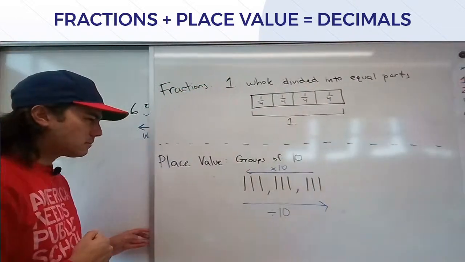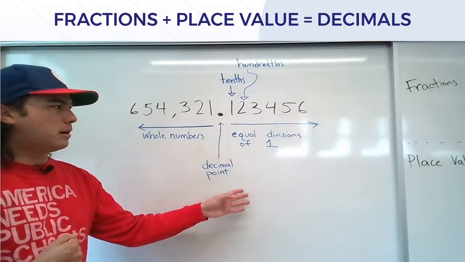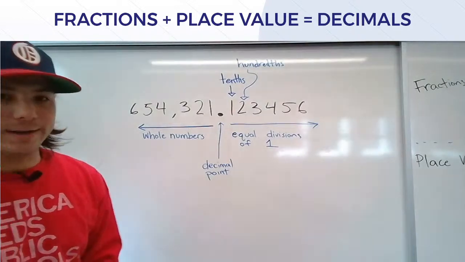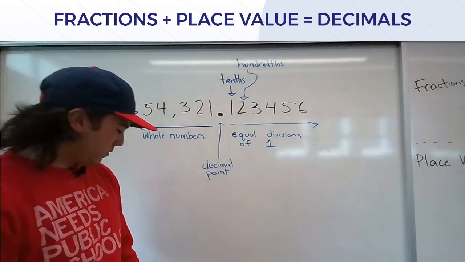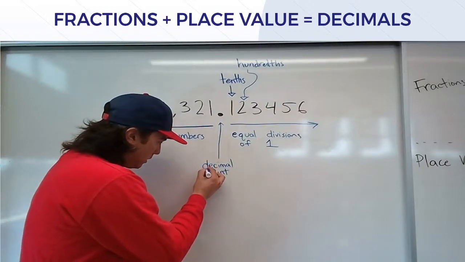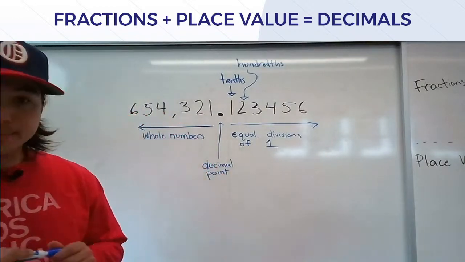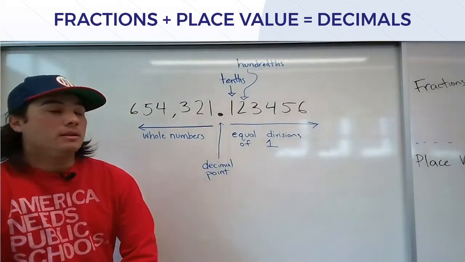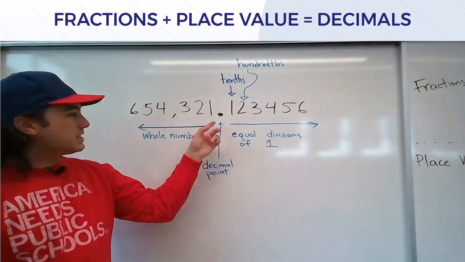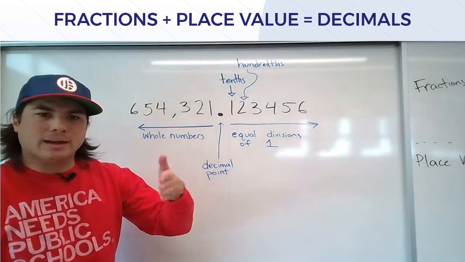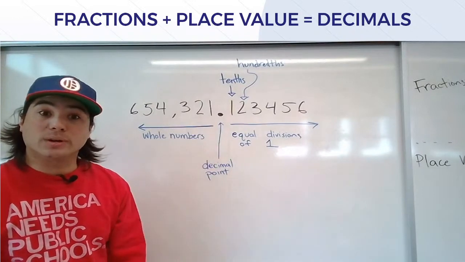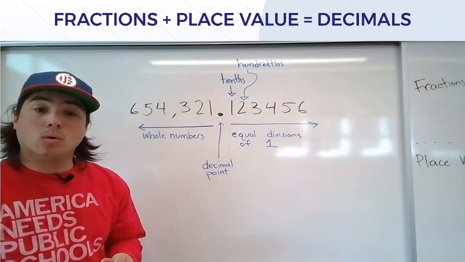So the new thing here, this dot right here, this is our decimal point. The way I wrote it, it kind of looks like a D. Let's connect that D there. A decimal point. And this shows the line where it stops being whole numbers and starts being fractions, or equal divisions of 1.